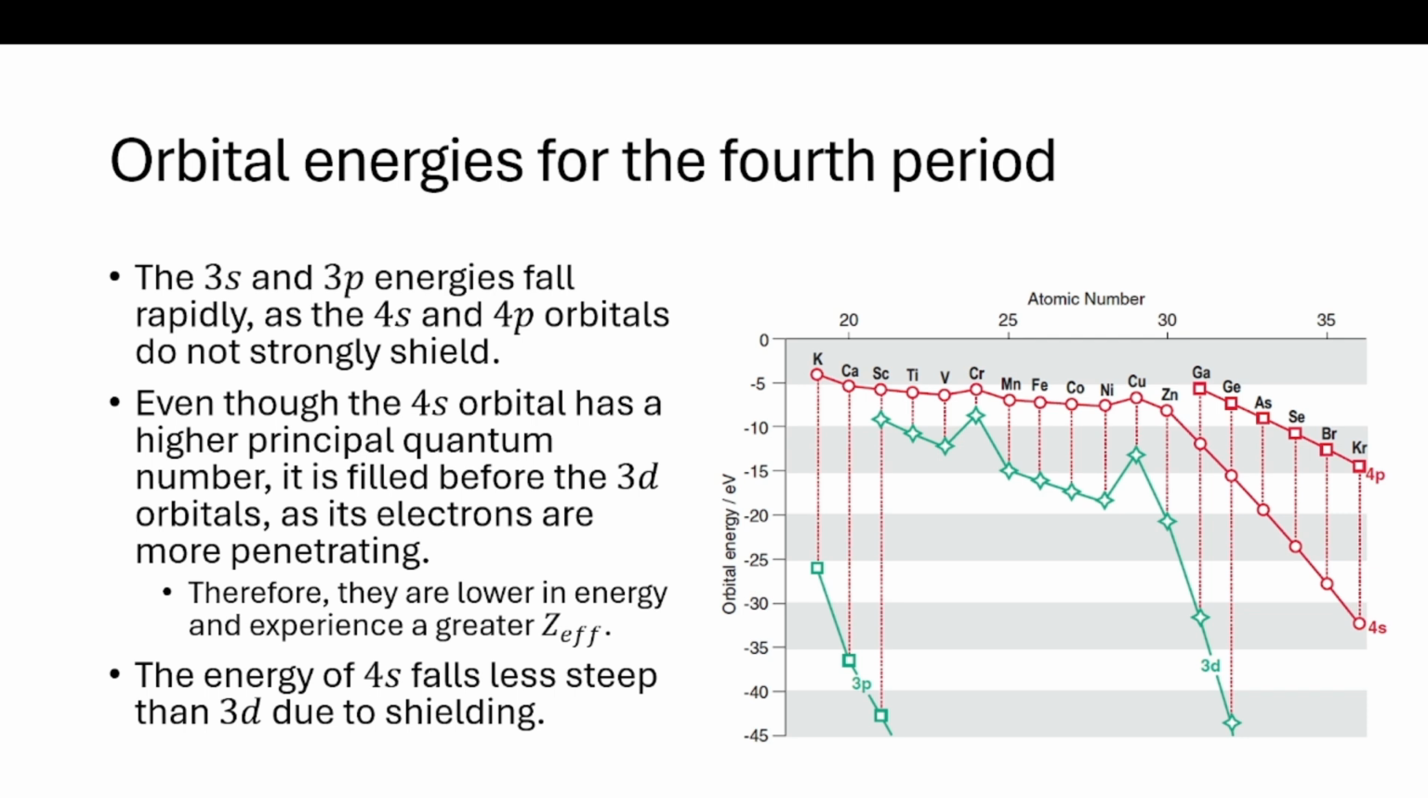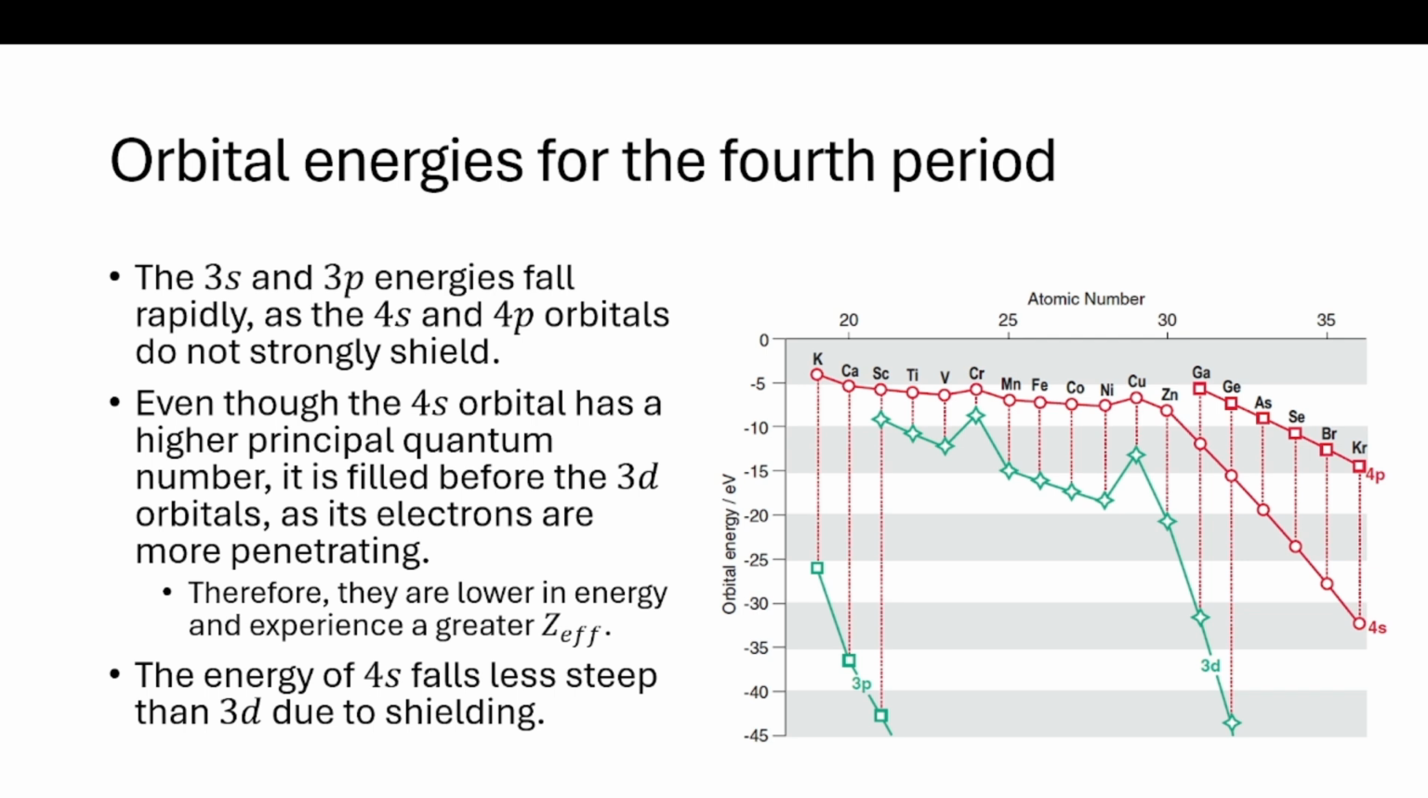Now, we can see that for the 3p energies, 3s is not shown here, they fall rapidly. And that's because they experience a stronger pull from the nucleus as they're not shielded. If you remember back in chapter 2, I introduced the concept of shielding or screening. Shielding is essentially what happens when core electrons block the true nuclear charge from ever reaching the outer electrons, meaning that we get essentially an effective nuclear charge instead of the real one being used.